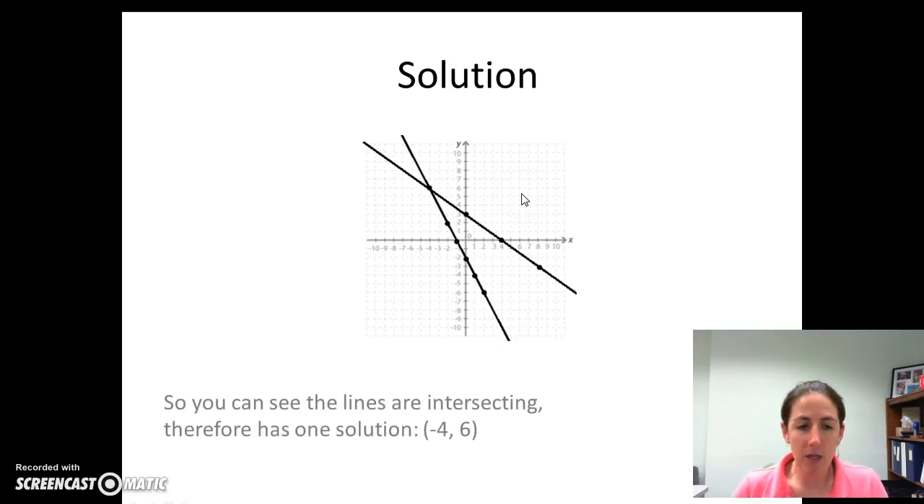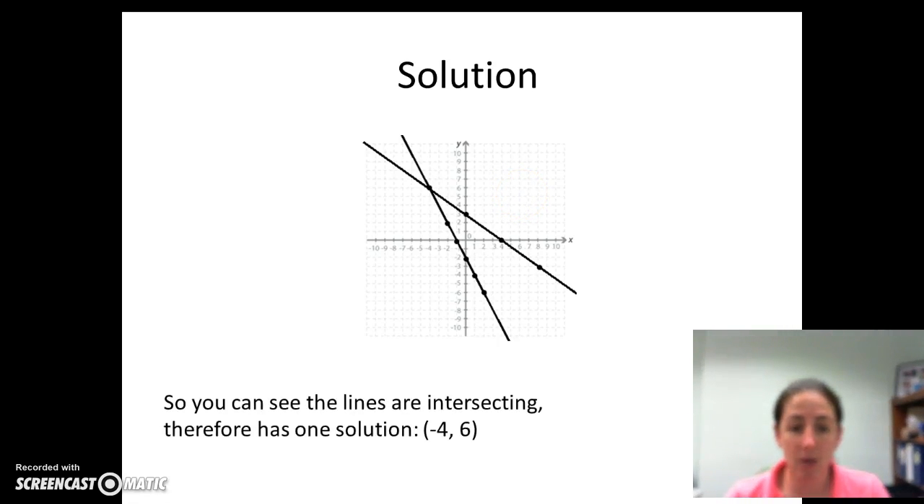So now that we know that our lines are intersecting and our solution is (negative 4, 6), you can actually check if you wanted to. This should be a solution to both lines. So into each line individually, plug in x equals negative 4 and y equals 6 and make sure you get a true statement.